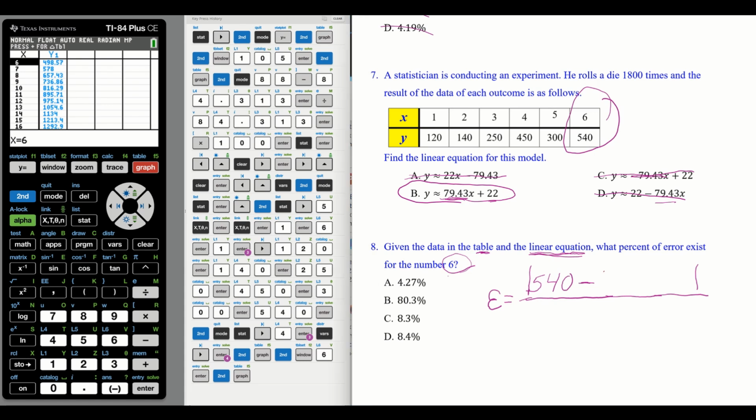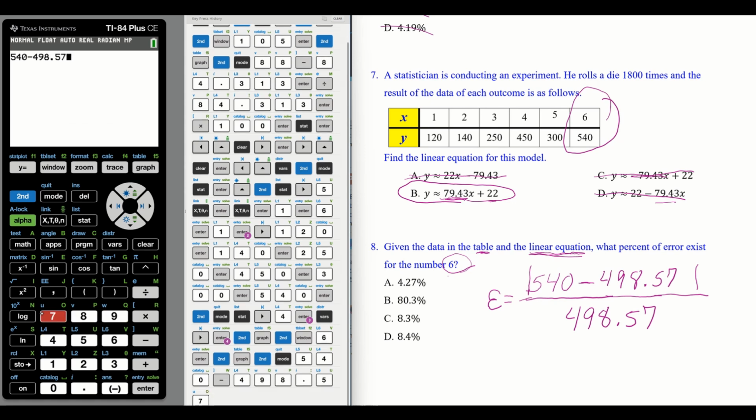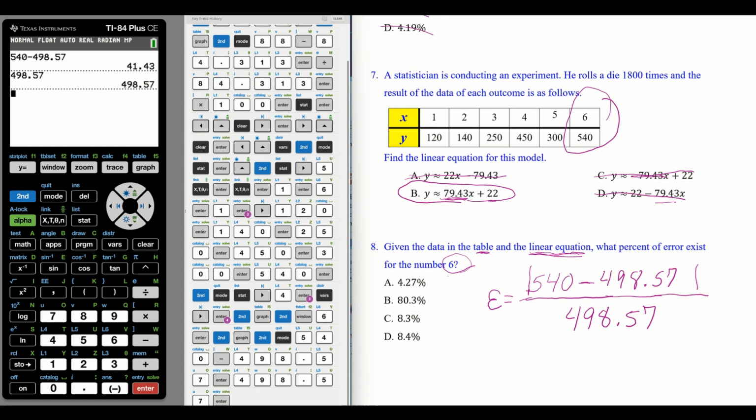Okay, yeah, that's where I'm supposed to be. And then I'm subtracting out 498.57 over 498.57. All right, let's get that done. All right, back out. 540 minus 498.57. Enter. Great. 498.57. Enter again. Oh, did you see what I did wrong?